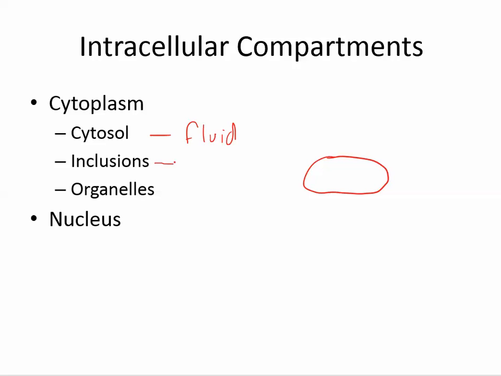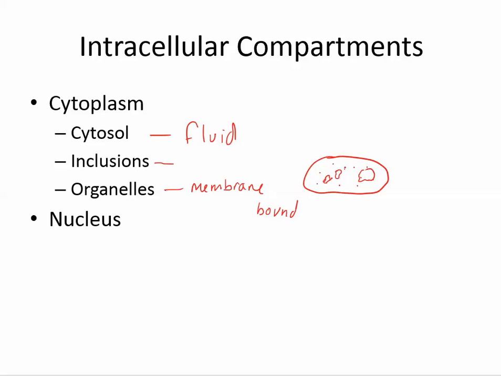Then there are also inclusions, which are things like ribosomes, glycogen, which we've talked about. They all just kind of sit in here. And then there are organelles. Organelles have their own little membrane-bound compartments in there. So these are membrane-bound. I'm going to say that again. Membrane-bound.